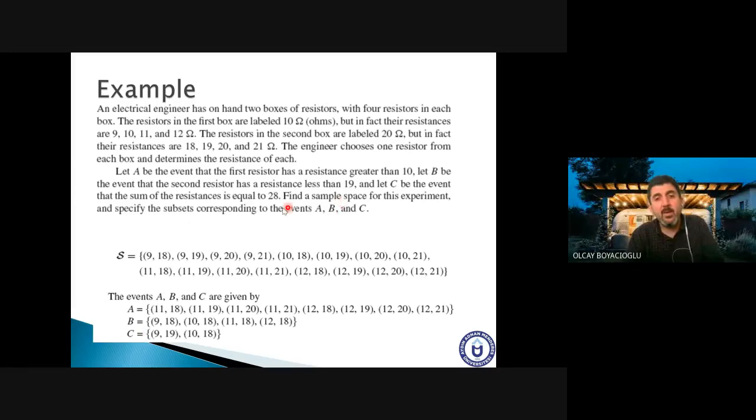And C would be the event that the sum is 28. 9 plus what makes 28? 19, right? Yes. And 10 plus 18 would be 28 again. 11 plus, well, it would be 17, but there is no 17. So 11 is out, 12 is out. So there are only two couples here, 919 and 1018, because their sums are equal to 28. So these are the events.